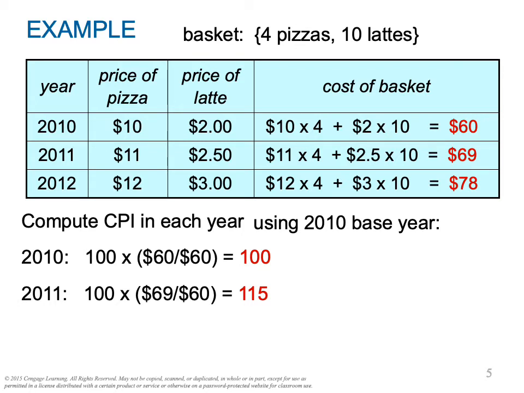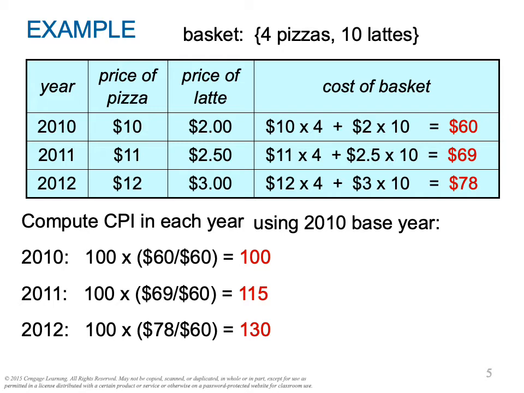But again, we're just using our CPI formula, so the cost of the basket in the year in question, which is 2011, $69, divided by the price of the basket in the base year, so $60. That would give you 1.15, and then multiply that by 100 to get 115. And so basically, this is really nice because we can immediately tell that there was 15% inflation from 2010 to 2011.